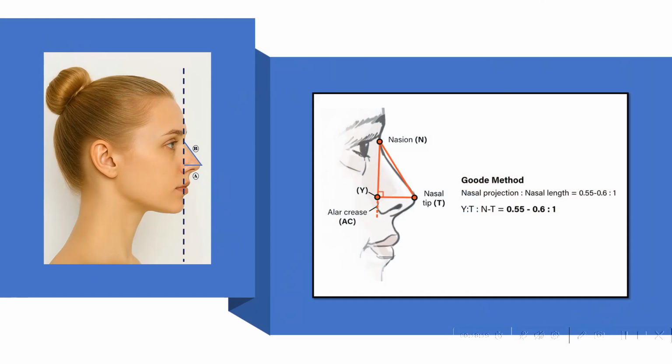One of the most common methods of assessing nasal tip projection is the Goode method. Nasal length is measured using a line drawn from the nasion, N, to the nasal tip, T. A second line is drawn from the nasion, N, to the alar crease, AC. Nasal projection is then measured using a perpendicular line from NAC that passes through the nasal tip. This effectively measures the nasal projection from the posteriormost feature of the nose, the alar crease. In Goode's method, the ideal ratio between nasal projection and nasal length is 0.55 to 0.61.